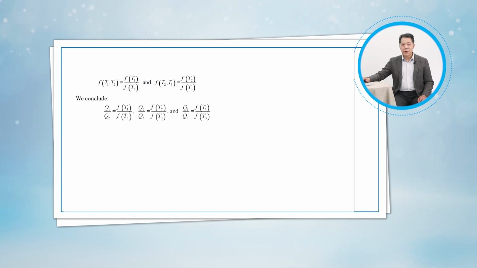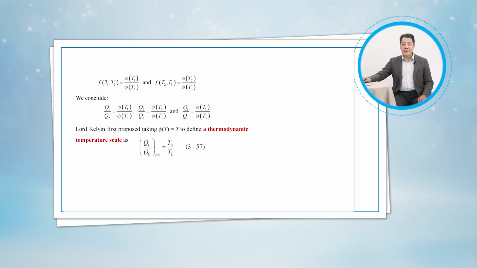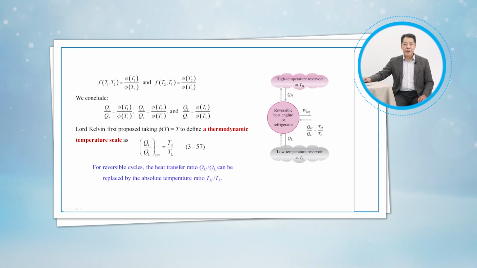We then conclude several functions satisfy this equation, and the choice is completely arbitrary. Lord Kelvin first proposed taking phi(T) equals T to define a thermodynamic temperature scale as follows. This means the heat transfer ratio can be replaced by the absolute temperature ratio for reversible cycles.